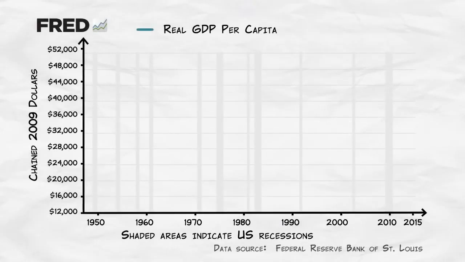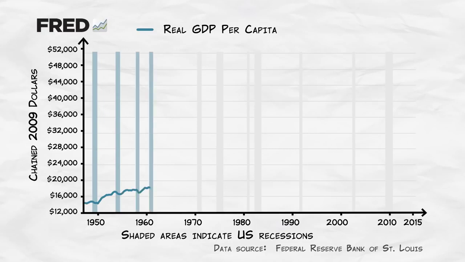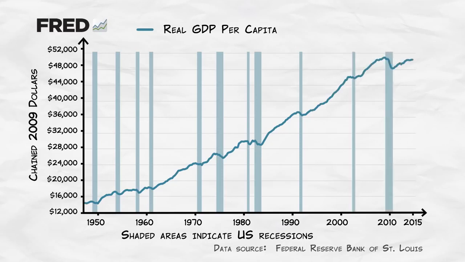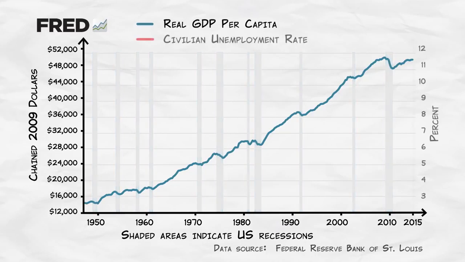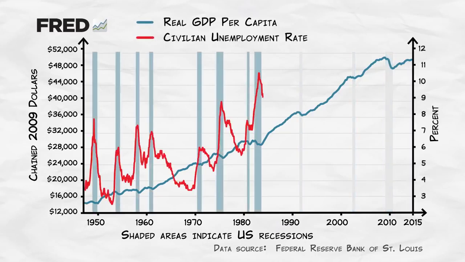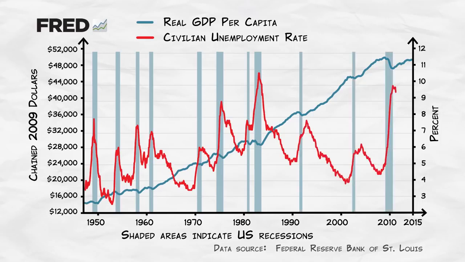Now let's take a closer look at this graph. We can see another reason why we're interested in the GDP statistic. Real GDP per capita declines during recessions. In fact, a decline in real GDP is part of what defines a recession. Declines in real GDP also tend to be accompanied by increases in unemployment. You can see here that when real GDP dips, the unemployment rate spikes.